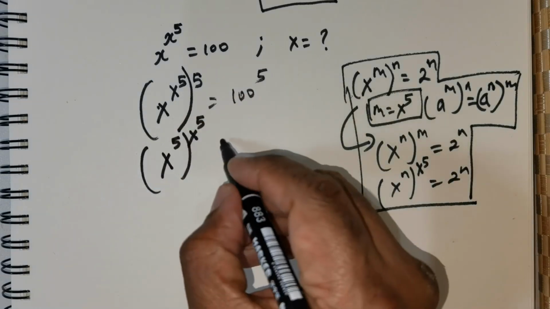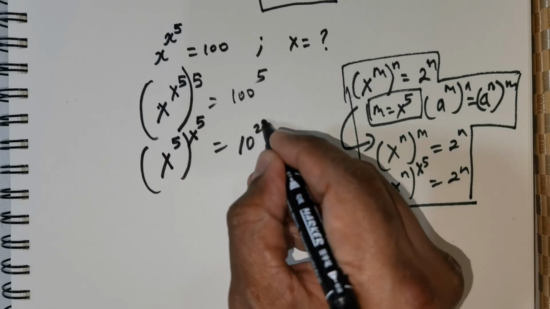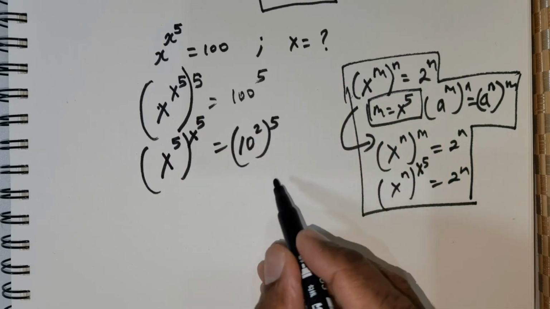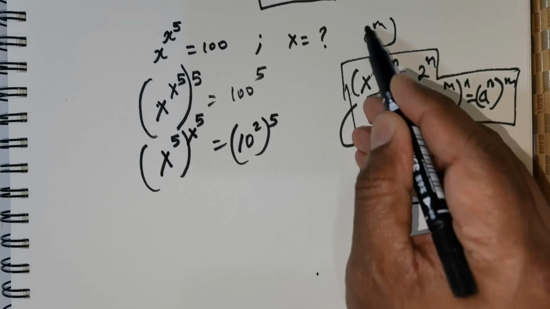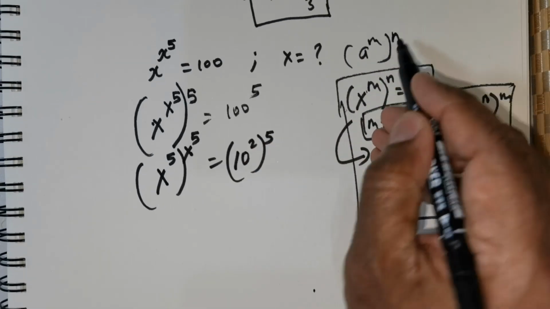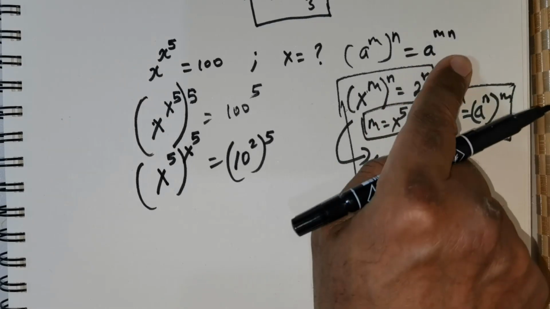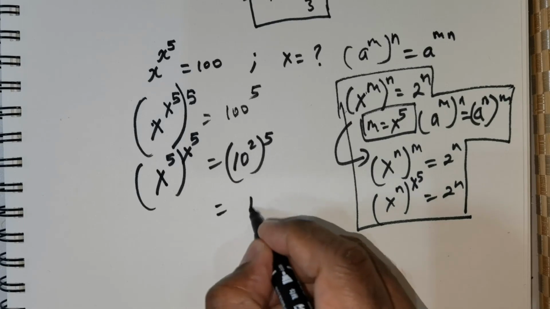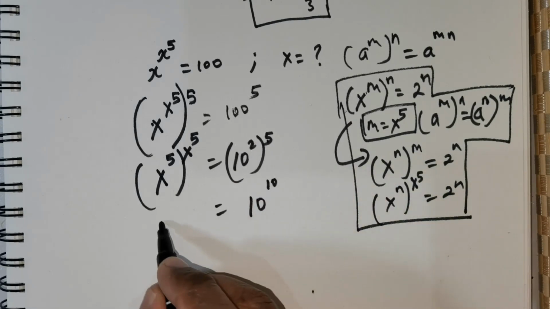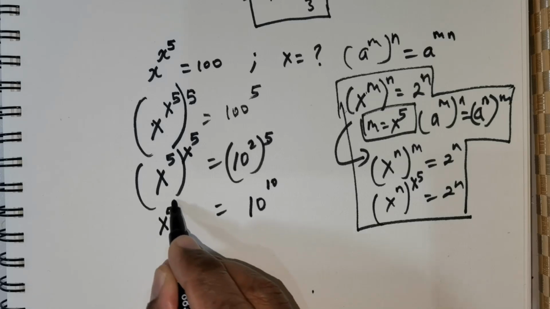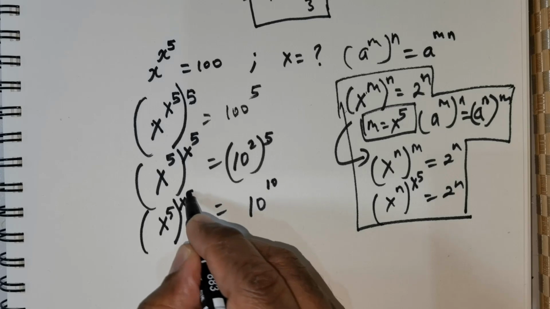So actually what you got, this is considered as a base, and you got an exponent here. Now 100, I wish to write 100 as 10 squared, and this is raised to the power of 5. Now from the law of indices, a raised to the power of m, the whole quantity raised to the power of n can be written as a raised to the power of m times n. So this is always possible. So this is going to be 10 raised to the power of 2 times 5, which is 10. On the left you got x raised to the power of 5, this is the base, and this is raised to the power of x raised to the power of 5.